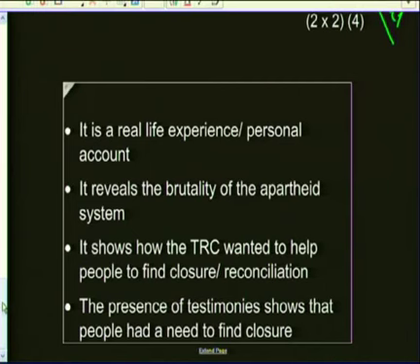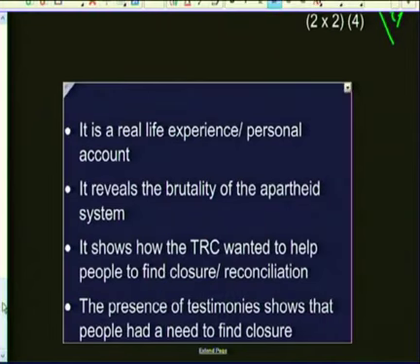It shows how the TRC wanted to help people to find closure or reconciliation. So that is another way this source can help historians, because she went there wanting to find closure. Because remember, initially she said, I didn't know what might have happened to my husband. So by going to the TRC, she was going to face the perpetrators, who were then going to tell her the whole truth about what they did to her husband. So that is where closure was going to come in.